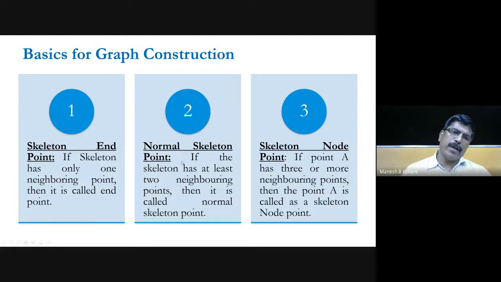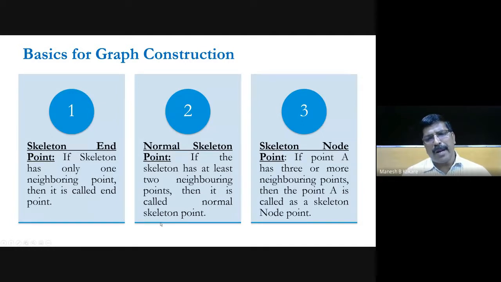Now, the next point which is needed for construction of the graph is the normal skeleton point. For example, this is the skeleton, so this is the end point of the skeleton, this is also an end point of the skeleton. Between all those end points, all those pixels are considered normal skeleton points. If you consider any pixel, it has two neighbors, one to the left side and another to the right side. So if the skeleton point has at least two neighboring points, then it is called the normal skeleton point.